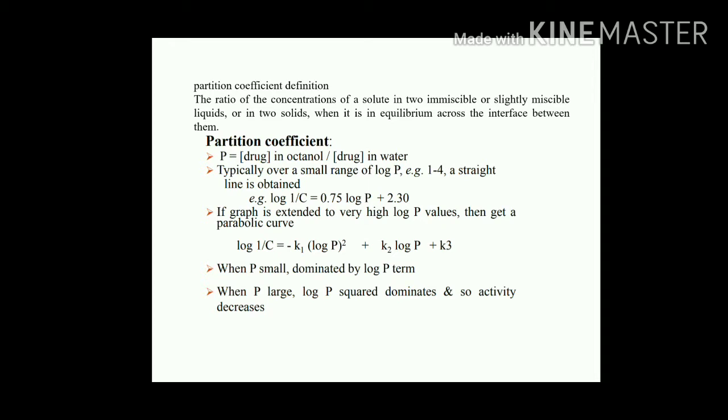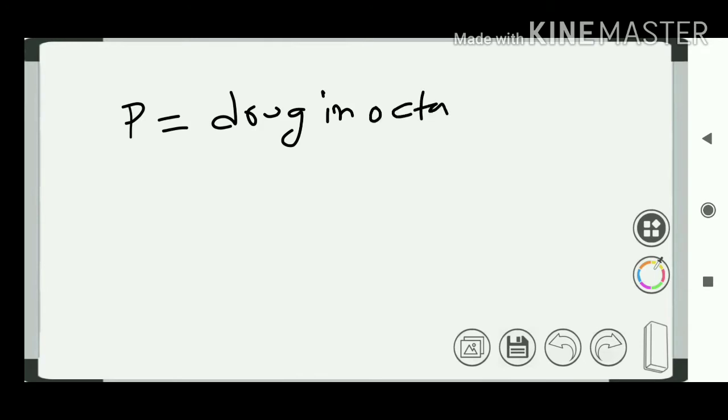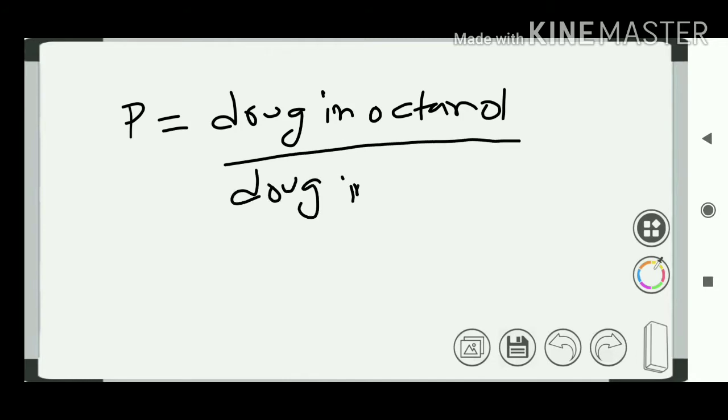So here we have the calculation part of the partition coefficient. So let's draw the formula here. The partition coefficient, denoted by P, equals the drug in octanol, followed by the drug in water, otherwise the aqueous solution.